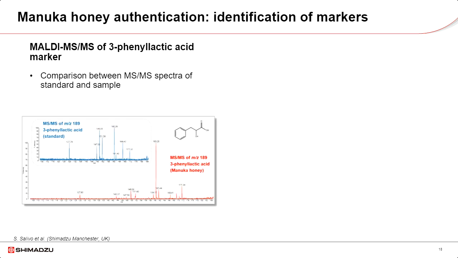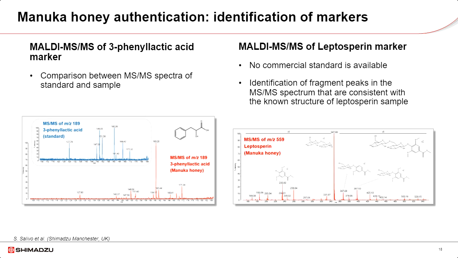For the identification of the markers, we use MALDI MS/MS and compare the fragment profiles of the commercial standard and the sample, as we can see in the example on the left of the 3-phenyllactic acid marker. For the leptosperin, unfortunately, there are no commercial standards, but since its structure is known, it was still possible to identify it by interpreting the peaks of the fragments.